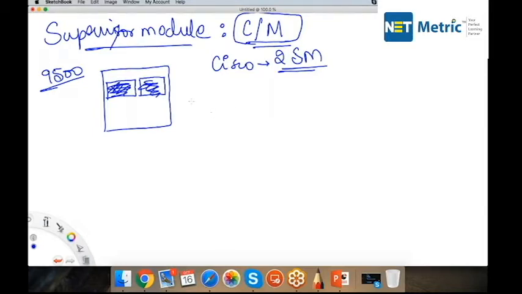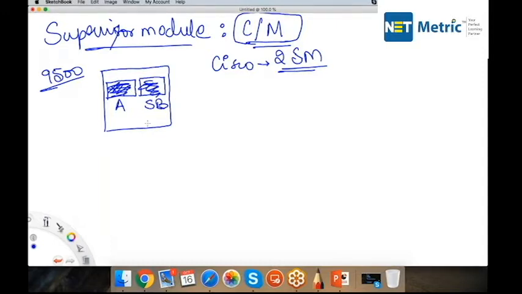Every single modular chassis will always have two redundant slots into which you can insert the supervisor module. Now, of course, Cisco says that the best practice is to insert two supervisor modules into both of these slots. But that is just the best practice. All right. Can I have just a single supervisor module inserted? All right. So there are two dedicated slots into which you can insert the supervisor modules.